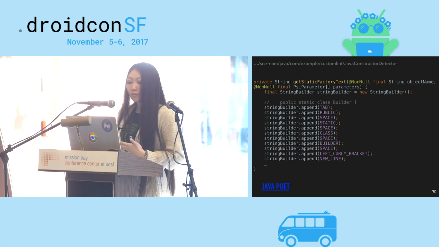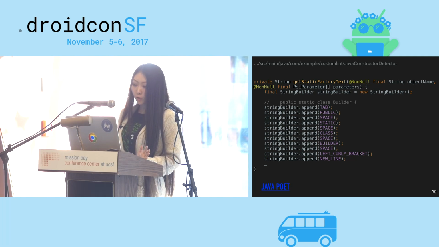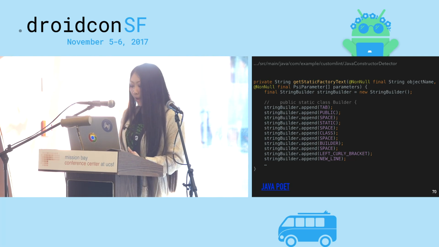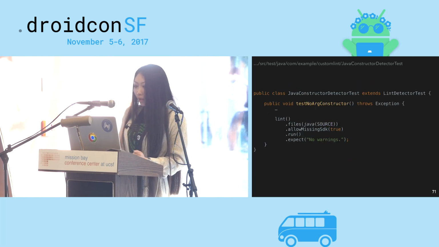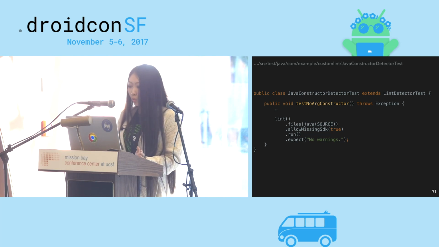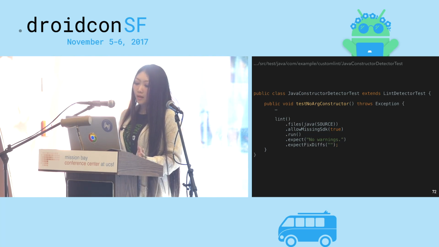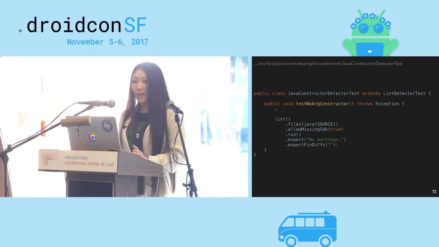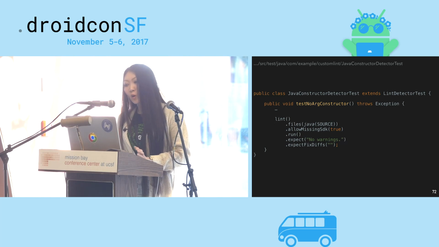So now we added the fix in the detector. No change needed in the issue registry, and we just need to change the tests accordingly. Let's go back to our no arg constructor test. Here, I'm saying I'm expecting no warnings, but at the same time, I'm also expecting no fixed diffs. It looks like this. We just need to append that at the end. Then for the 3 parameters constructor case, we are definitely expecting some kind of fixed diffs.